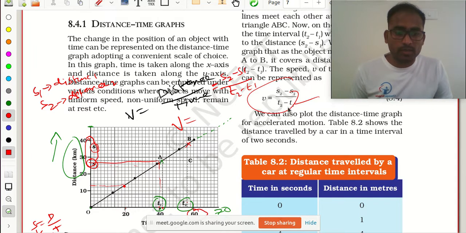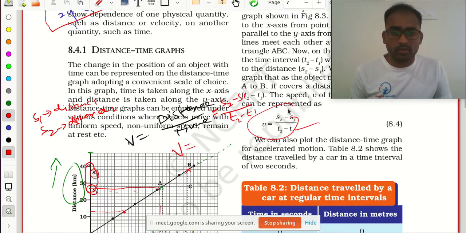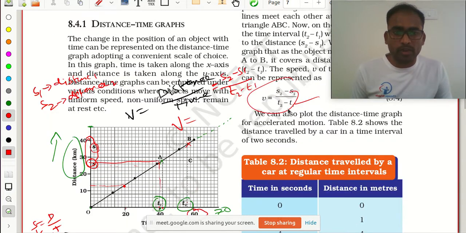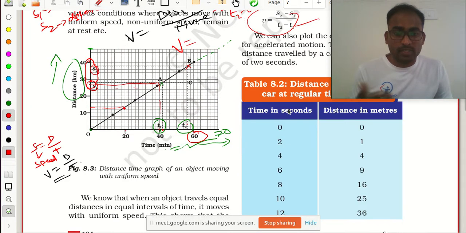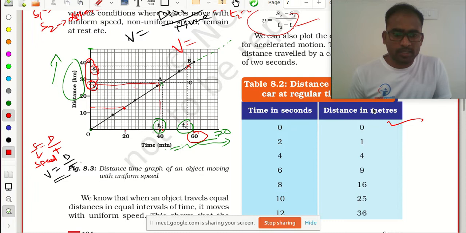So now we can plot this distance-time graph for accelerated motion also. Here we have a uniform acceleration. Now for accelerated motion also we can calculate this distance and time graph. Just observe this table here. Time is in seconds, distance is in meters. So at 0 seconds, distance is 0 meters.